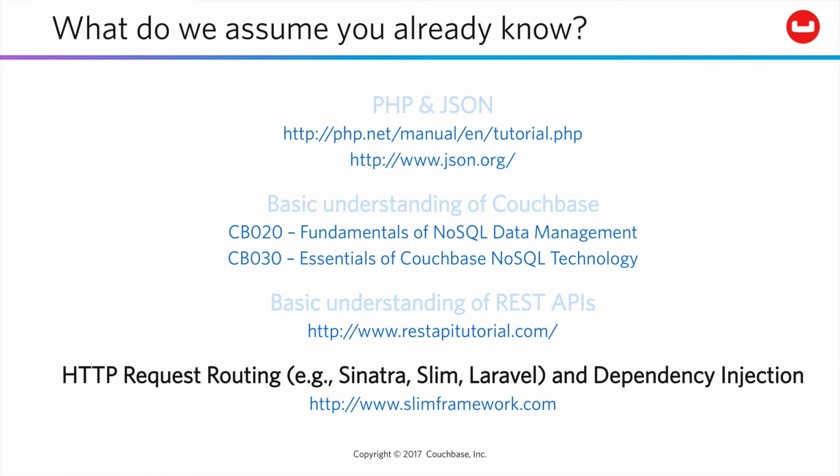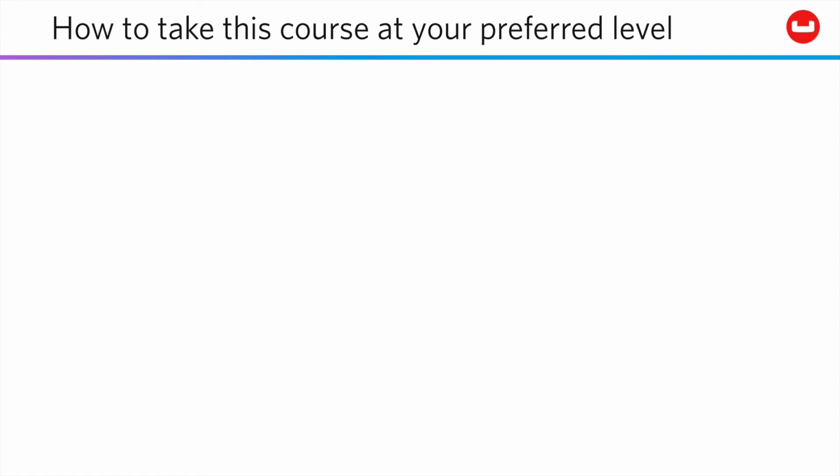And last, we expect you have at least a bit of familiarity with HTTP request routing of the type implemented in tools you may know like Sinatra, Slim, or Laravel, as well as the notion of dependency injection. But even if you don't, don't worry. Our workbook is thorough and you can simply move the code into place, look at it, and learn at your own pace. Speaking of learning at your own pace, how do you take this course at your level?